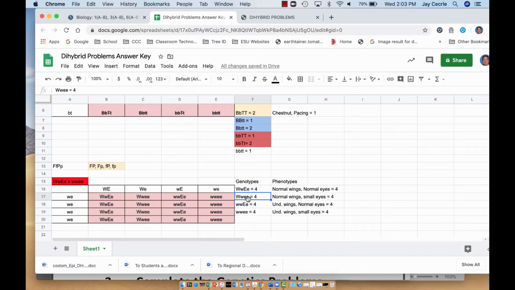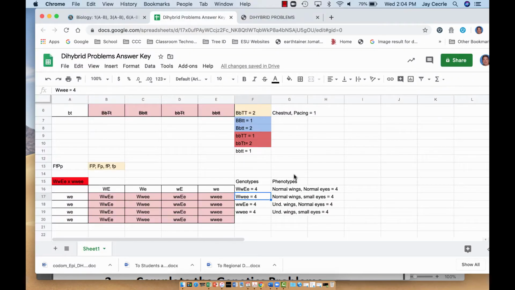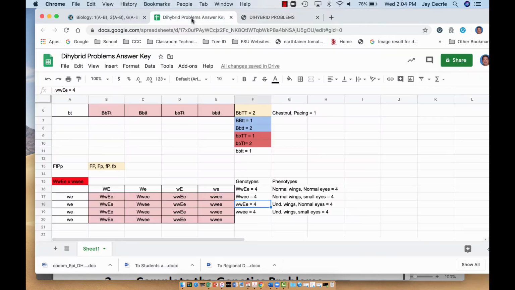Okay, this one here, since there are 2 lowercase e's, that's the recessive, and that would be small eyes. So I will go ahead and say there's normal wings, small eyes, there's 4 of those. This one has 2 lowercase w's and at least a capital E, so we know the capital E means normal eyes. And for the 2 lowercase w's, if you have the recessive, you end up with these underdeveloped wings. So we know that that's done. And all lowercase is going to be underdeveloped wings and small eyes.